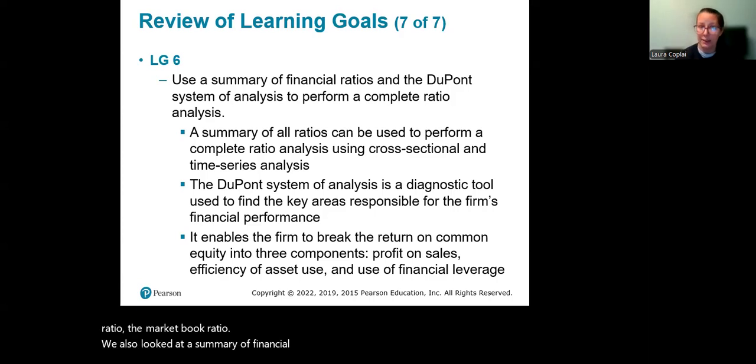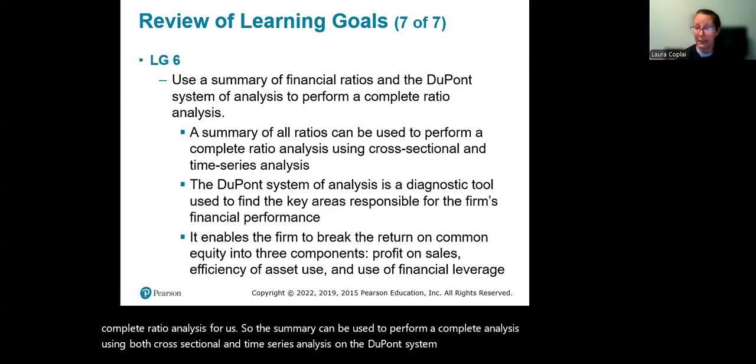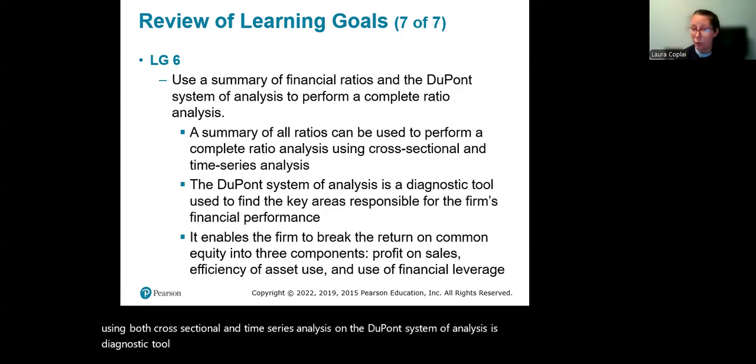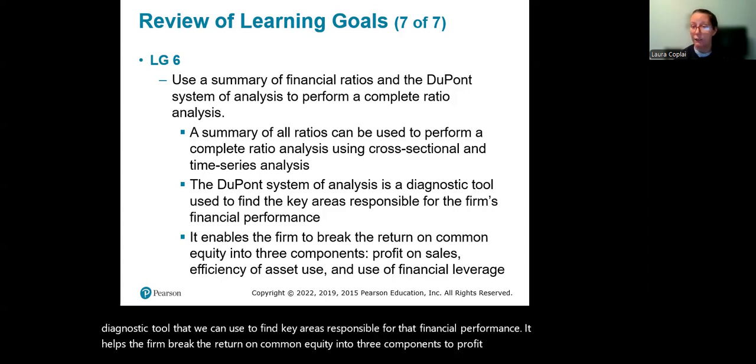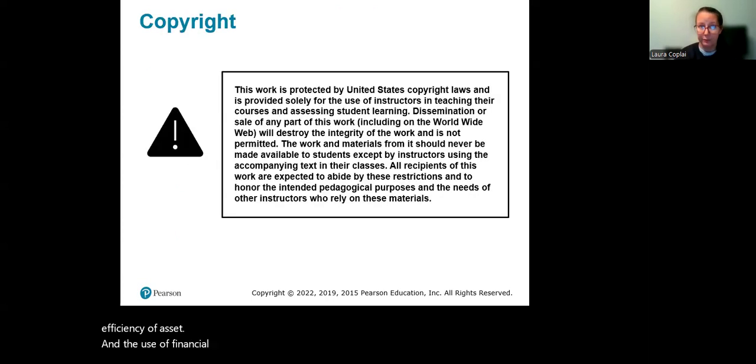ratios and how the DuPont system performs a complete ratio analysis for us. So the summary can be used to perform a complete analysis using both cross-sectional and time series analysis. And the DuPont system of analysis is a diagnostic tool that we can use to find key areas responsible for that financial performance. It helps the firm break the return on common equity into three components: the profit on sales, the efficiency of asset use, and the use of financial leverage. So this concludes chapter 3.